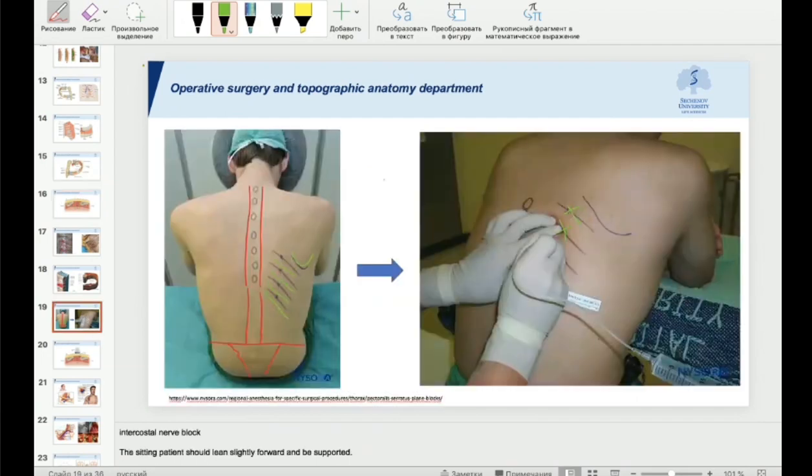Let's go back to the patient, and you can find these projections. Can you please tell me how deep you can insert the needle? Which technique can help you to understand that your injection was very proper?